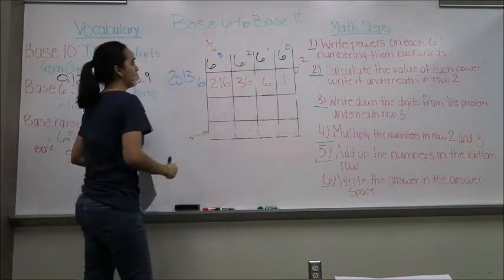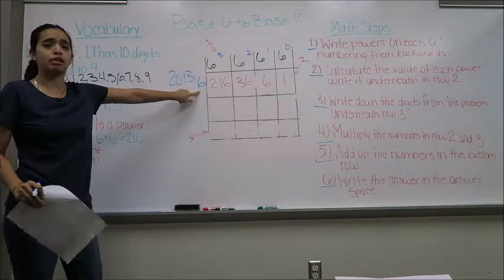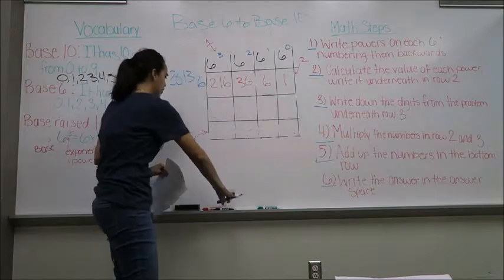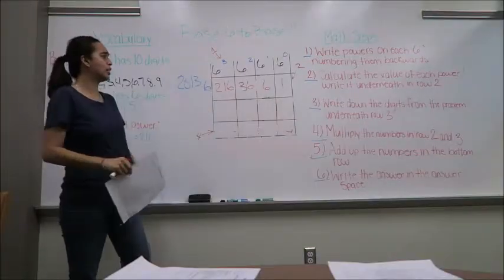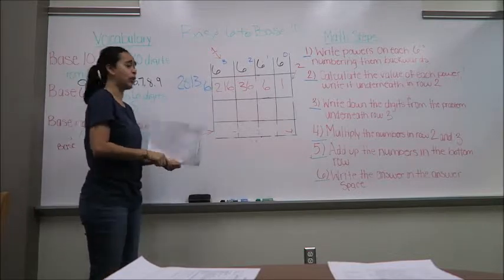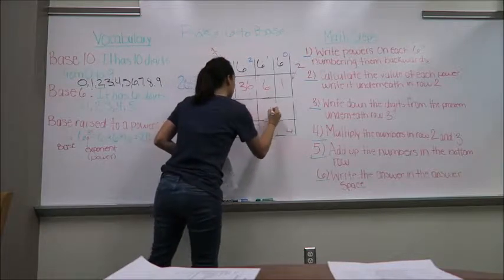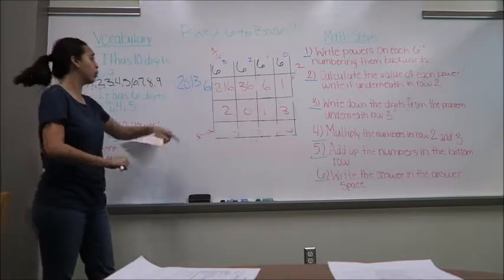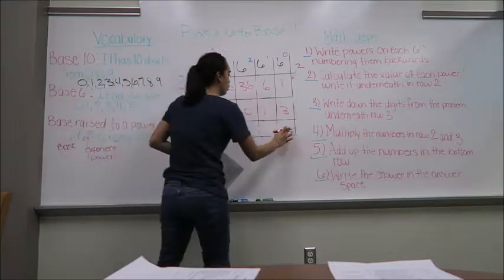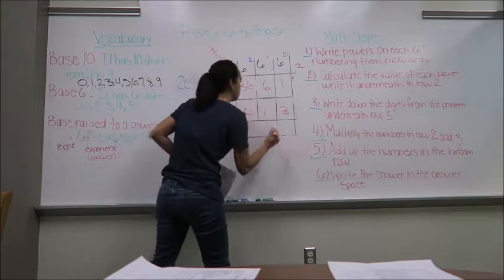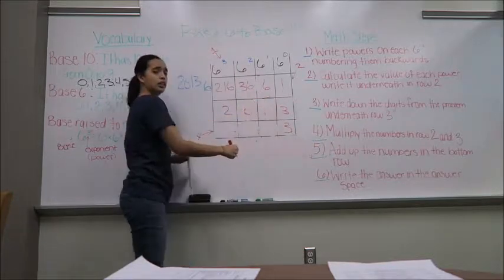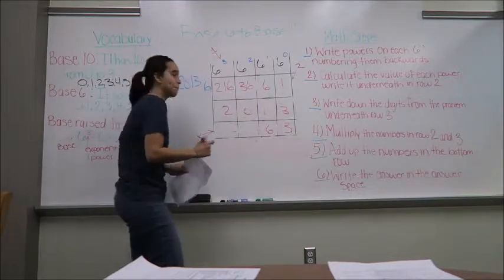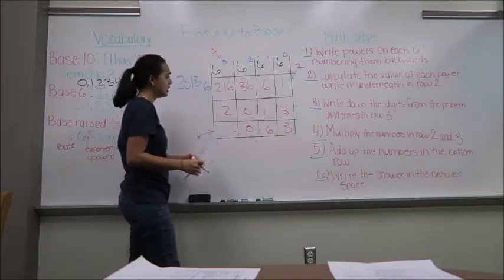2,013 base 6. Remember, step 1 and step 2 are always going to be the same, so I'm not going to go over that because I think y'all got that pretty well. Now we're going to write down the digits from underneath in row 3: 2,013 in row 3. Remember, step 4 is multiply the numbers in row 2 and row 3. 1 times 3 is 3. 6 times 1? 6. 36 times 0? 0. 216 times 2?